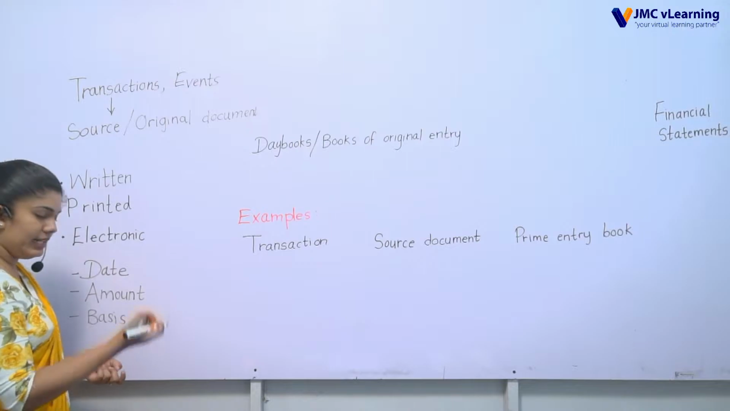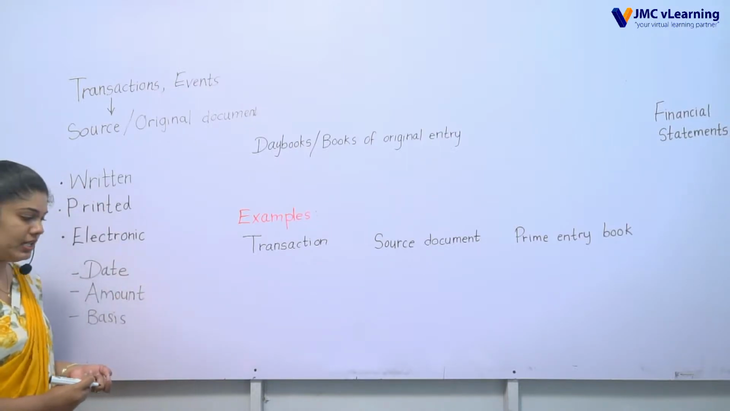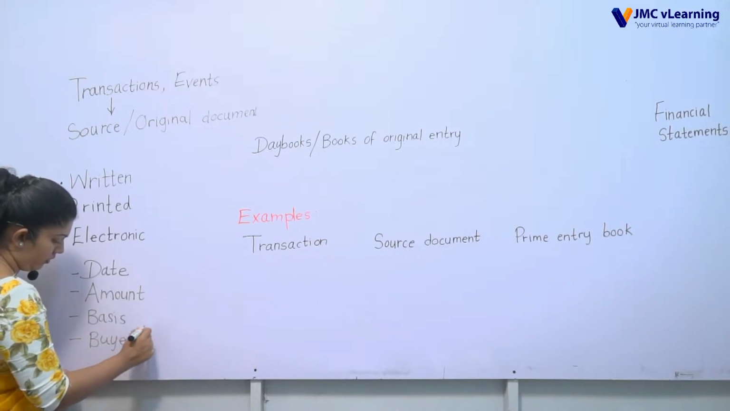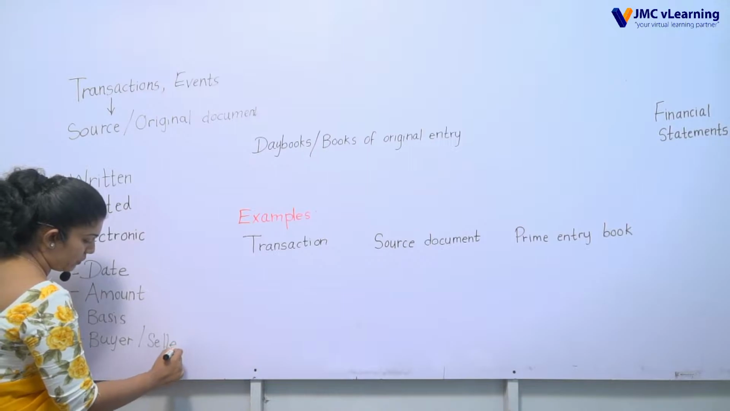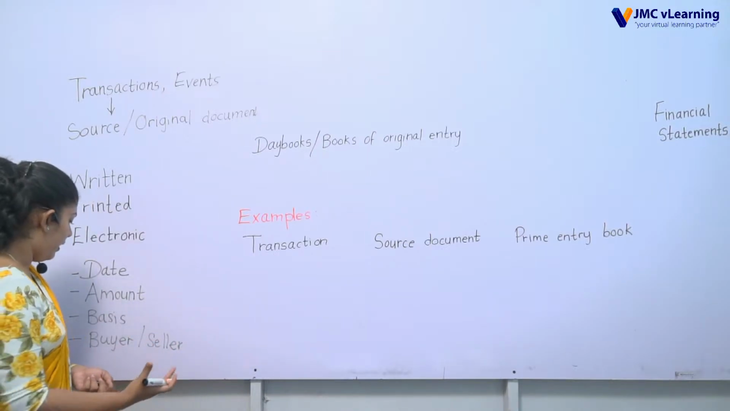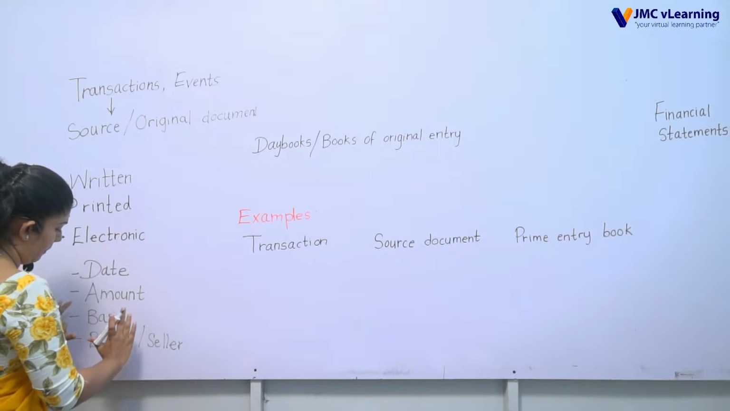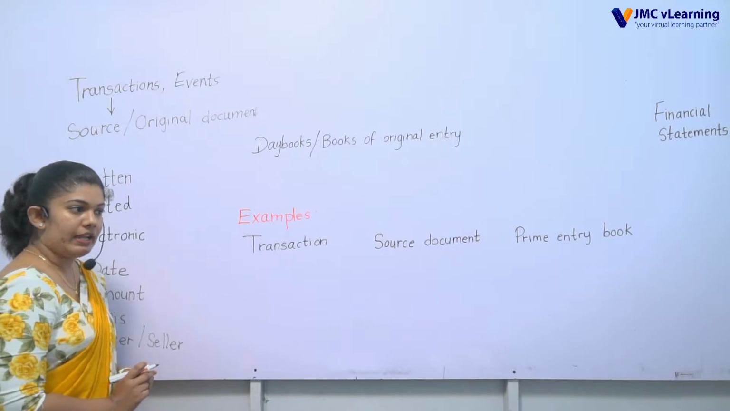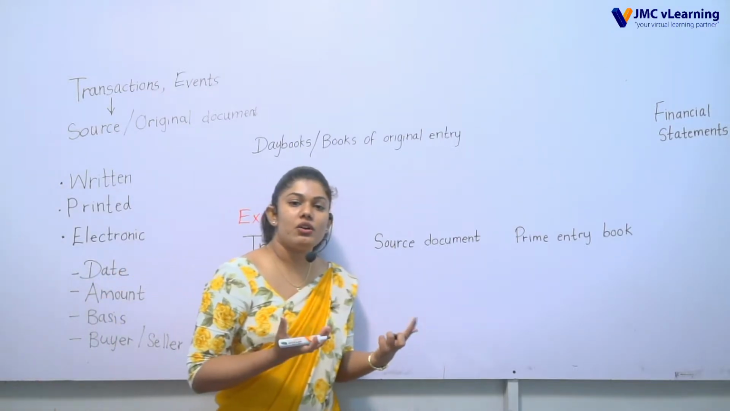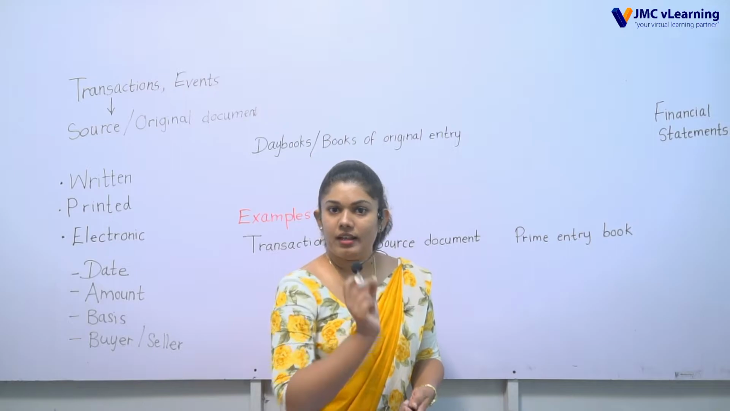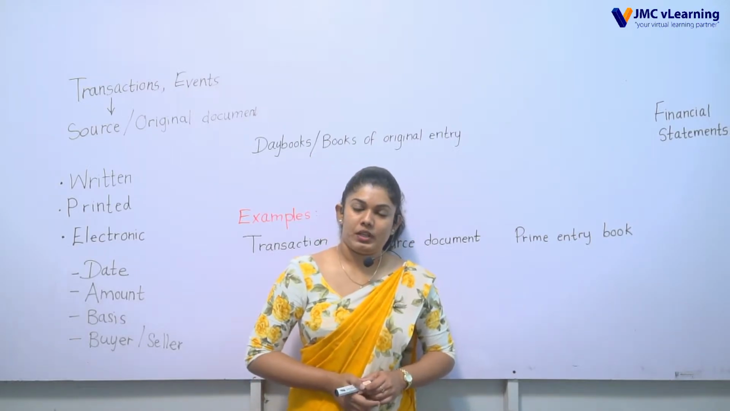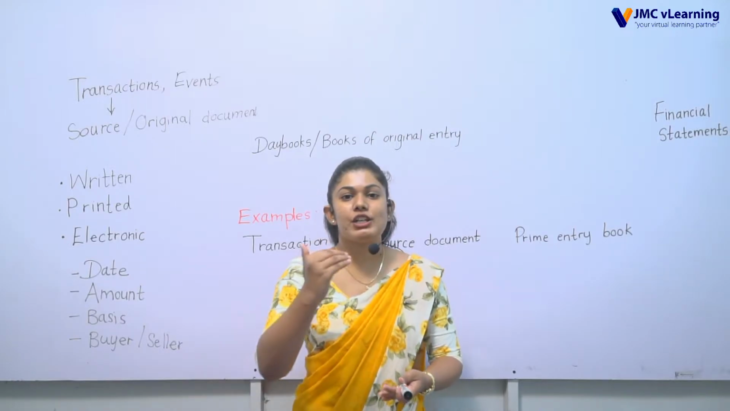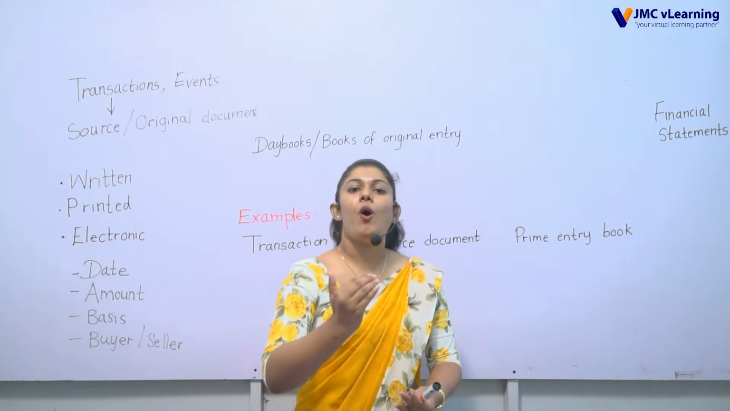So they mention whether it is credit basis or cash basis, and the buyer and seller, those parties who engage in the transaction. Those basic things are mentioned in the source document. And sometimes you might have seen a source document consists of a serial number or sequential number. That is for the issuing purpose. So we know this source document is issued on this date, in this order.